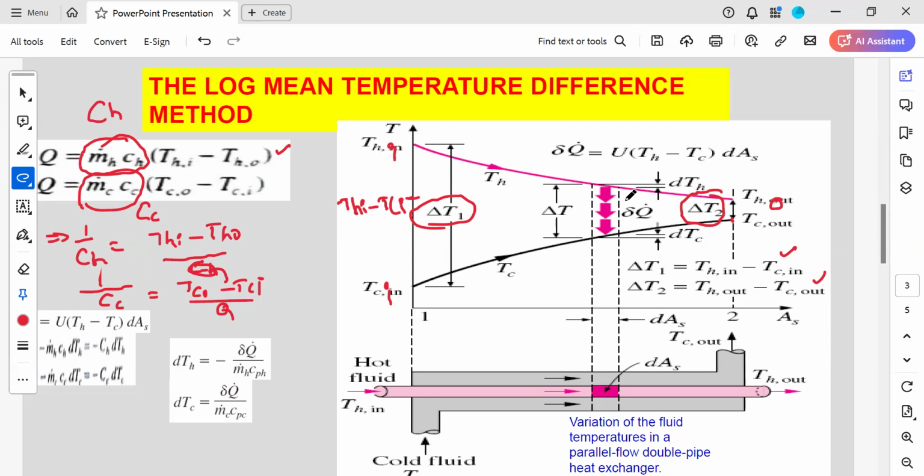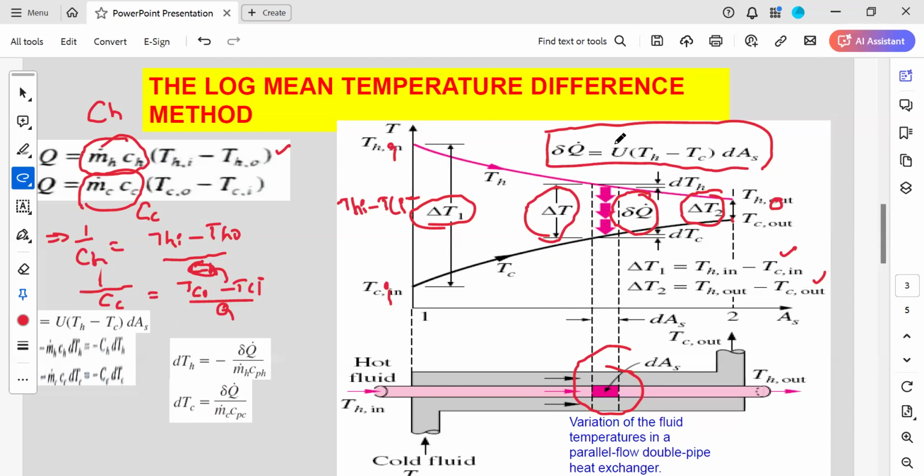Next, let us consider a small area dA, with temperature difference delta T. The heat transfer rate will be dq. For a small element of the heat exchanger, at a distance x with length dx, the heat transfer rate is dq equal to U times TH minus TC times dA, where U is the overall heat transfer coefficient, TH is the hot fluid temperature, TC is the cold fluid temperature, and dA is the surface area of that small element. So this is the equation.